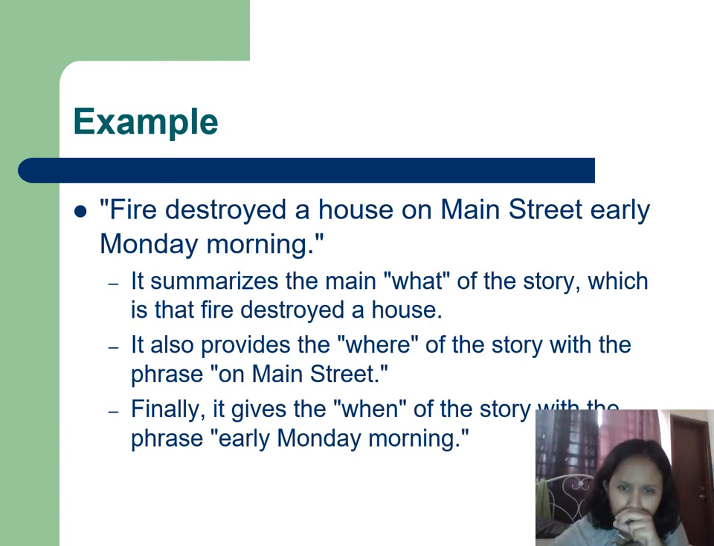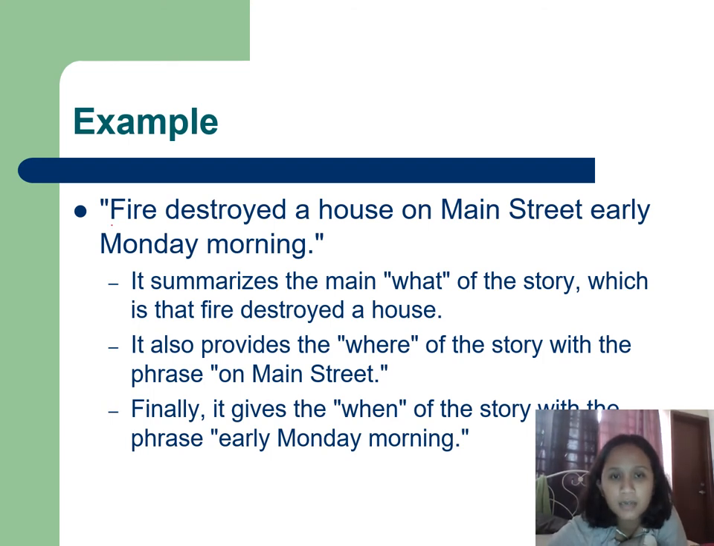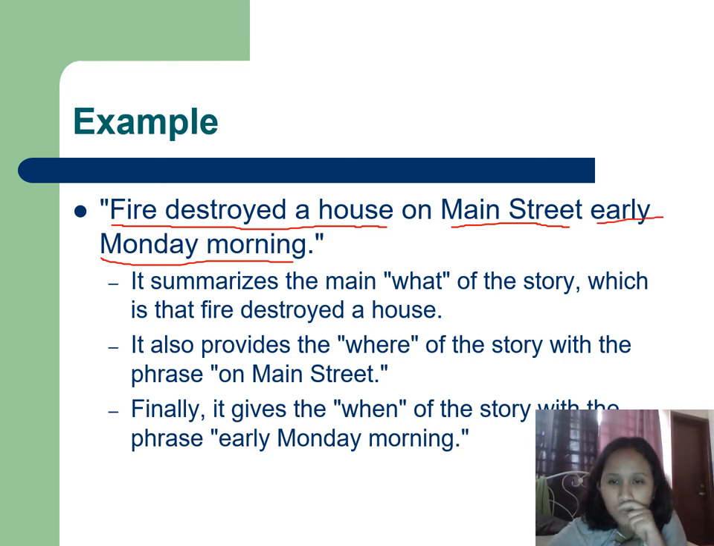Okay, for example, here: fire destroyed a house on Main Street early Monday morning. It summarizes the main what of the story, which is that the fire destroyed the house. This is the what. It also provides the where of the story with the phrase Main Street. This is the where. And finally, it gives the when of the story with the phrase early Monday morning. Okay, so this is an example of a lead as well.